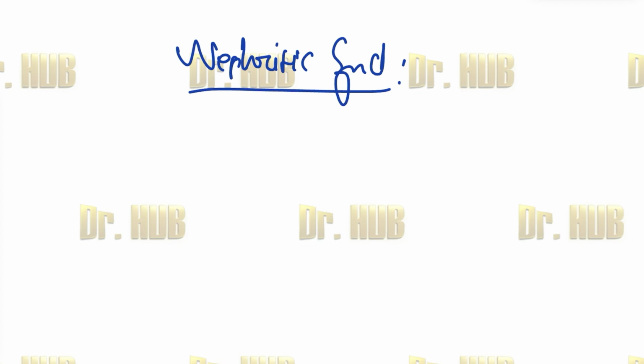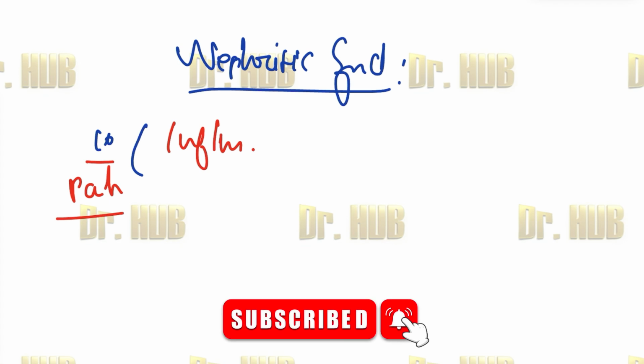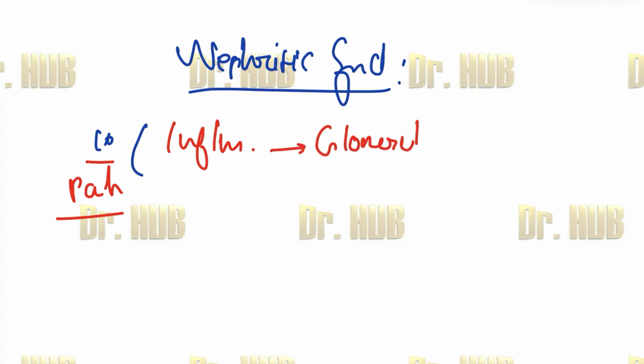Now let's focus on the nephritic syndrome. So we are looking at the nephritic syndrome, with the primary pathology being significant inflammation and injury to the glomerulus. So this is a nephritic.